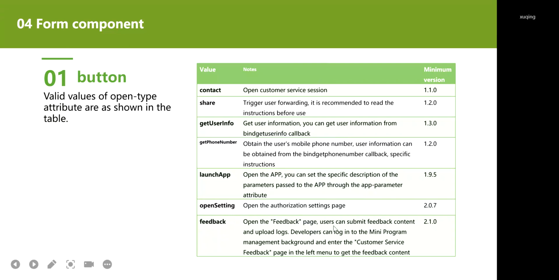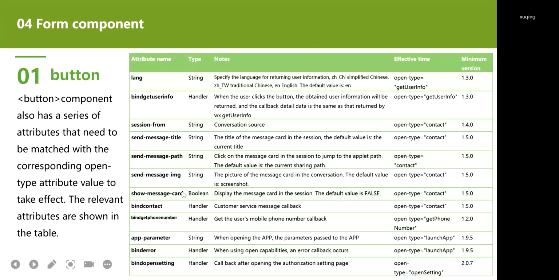Users can submit feedback content and upload logs. Developers can log in to their mini program management background and enter the customer service feedback page in the left menu to get the feedback content. You see we have these valid values for the open type attribute. We'll see an example.